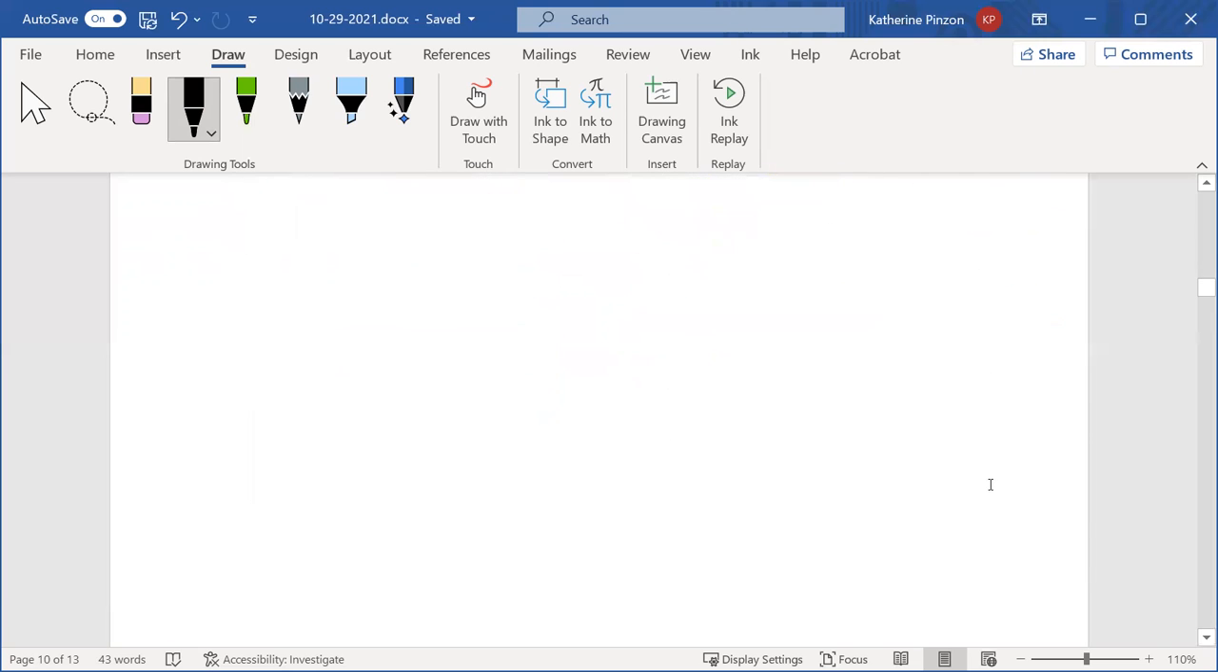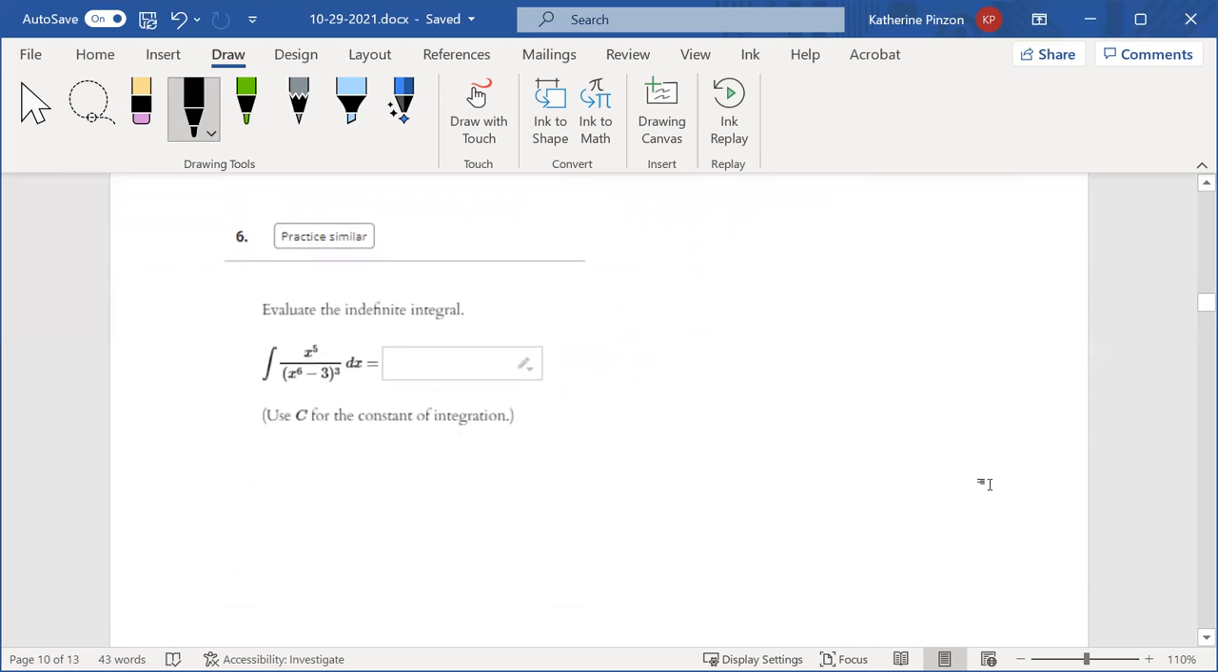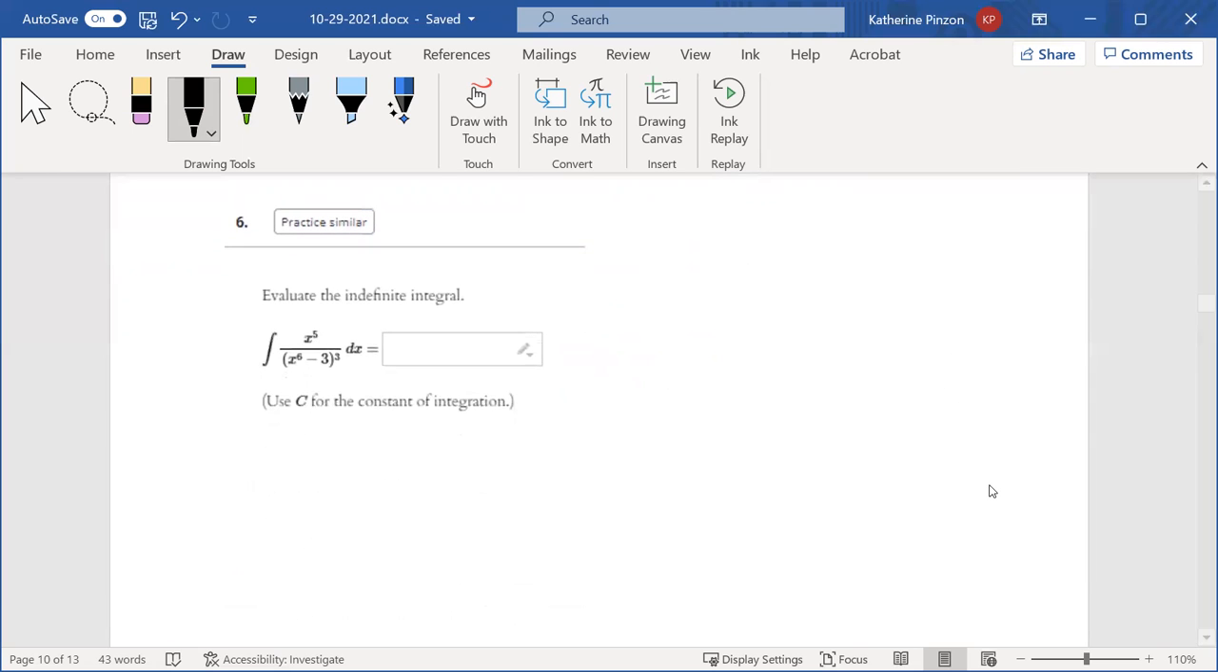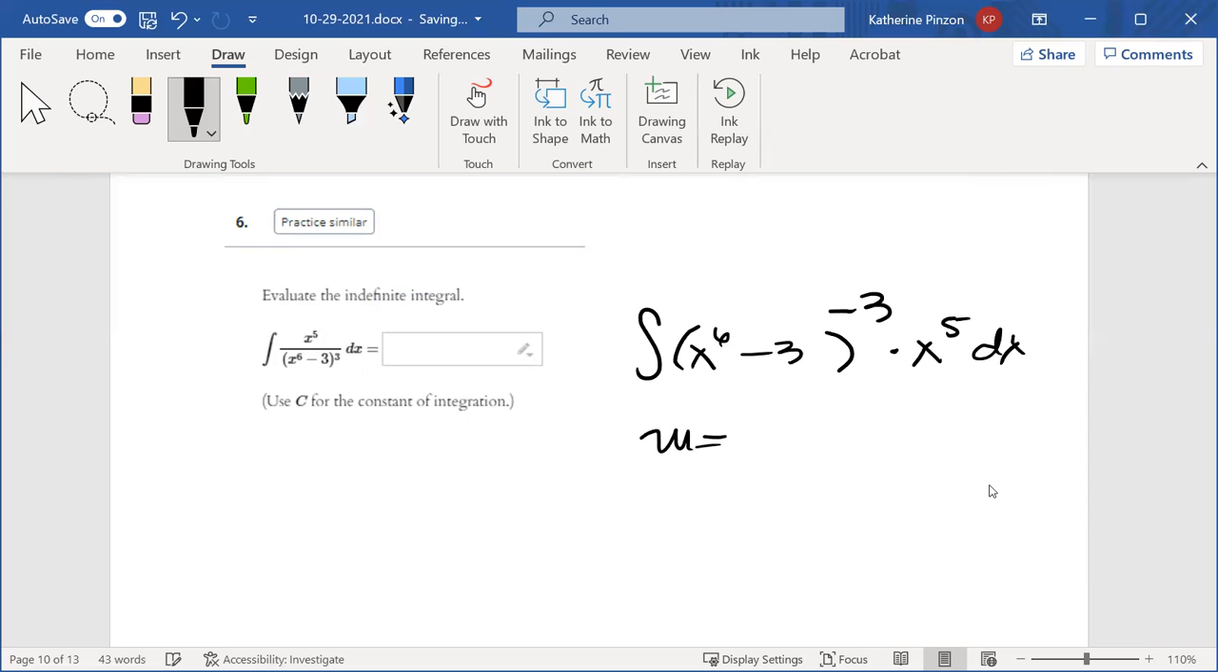Okay. 6. Oh, same. 6 is same. Let's rewrite it first. x to the 6th minus 3 to what power? Negative 3 times x to the 5th dx. What are you going to pick to be u? x to the 6th minus 3. Pick that stuff inside that's getting raised to a power to be your u.